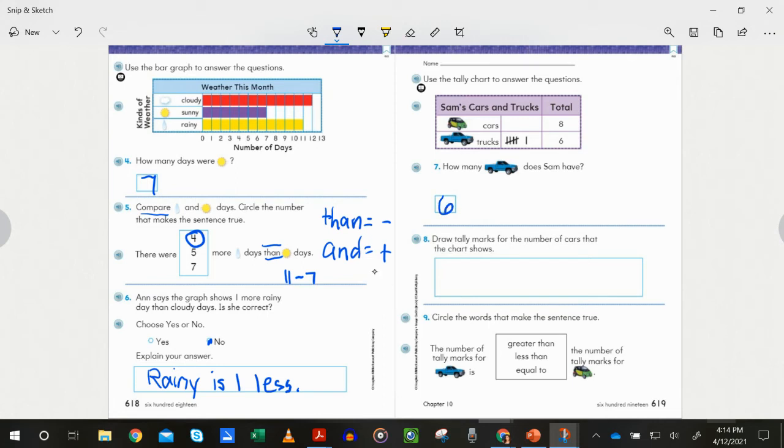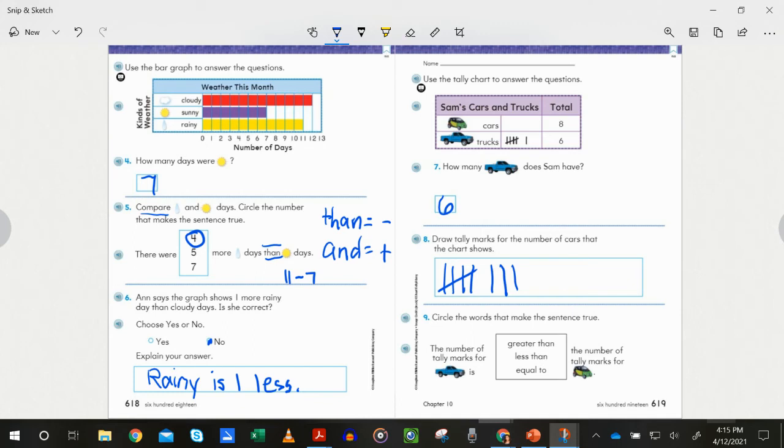Okay, number 8, draw the tally marks for the number of cars that the chart shows. We have the cars, and it tells us 8, so we need to do our 8. So we do 1, 2, 3, 4. Number 5 shuts the door. 6, 7, 8, and we stop. So that's what 8 tally marks looks like.